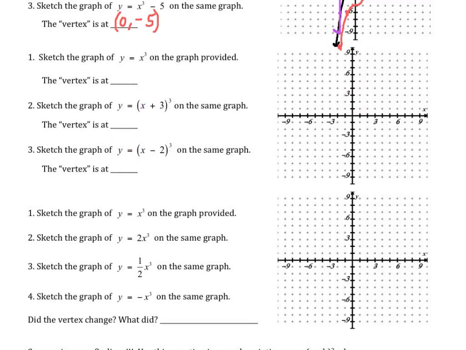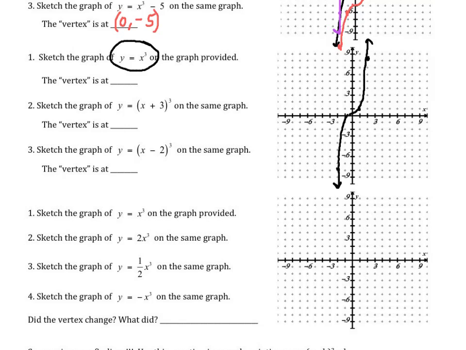Alright, so again, I would like you to first sketch this parent function. Just like before, the vertex, that's that middle point, is at the origin. When we go over 1, we go up 1. And when we go over 2, we go up 8. So then go backwards, go left 1, down 1, and go left 2, down 8. Okay, so that is, in black again, our parent function. It's got that S shape.